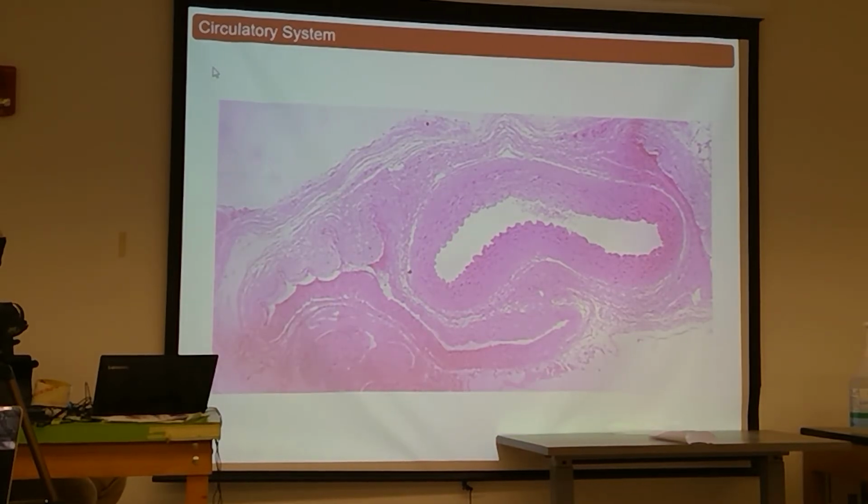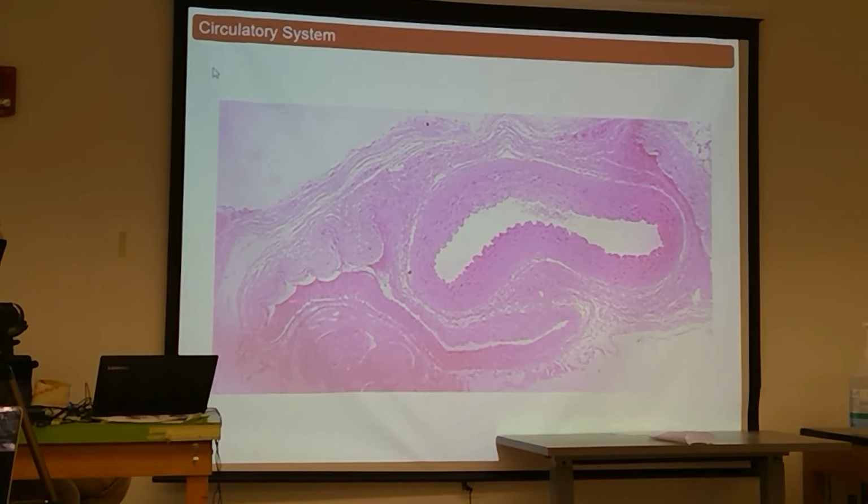This picture is nice because this is giving you a description of the difference between a vein and an artery. So which one do you think is the vein compared to the artery? On the left is the vein, right is the artery. So yeah, right is the artery, left is the vein.